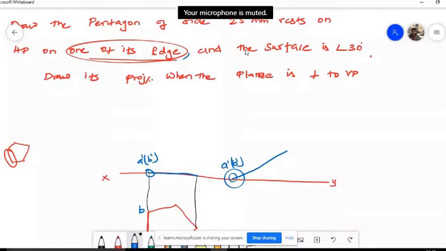If you apply only the edge inclination and not the surface inclination, okay, you applied both the edge inclination 30 and surface inclination 30. Am I right? Yes, sir. So even then, your response is not right. Okay, sir. But you cannot apply in this way.